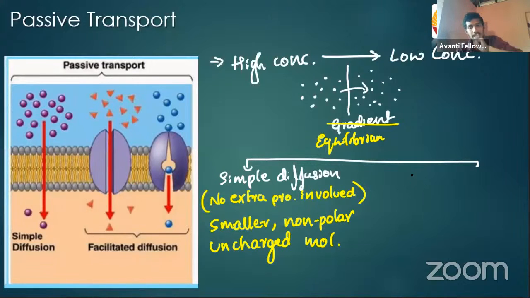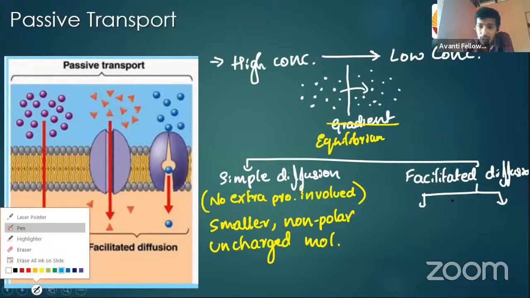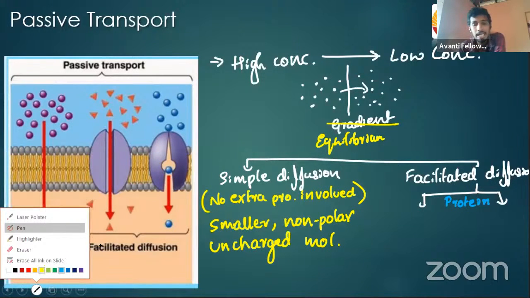The second type is facilitated diffusion. What about other molecules? There may be polar molecules, or molecules which have some charge. Then how will they pass? They use facilitated diffusion. Facilitated means there is something actually helping in the movement. It happens through protein mediation: a protein helps the molecule transfer from one side to the other.